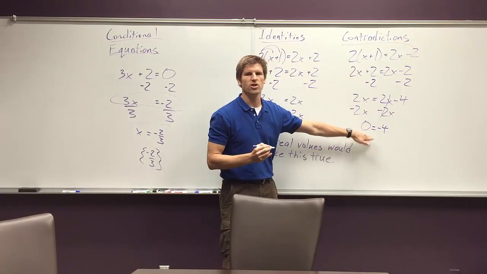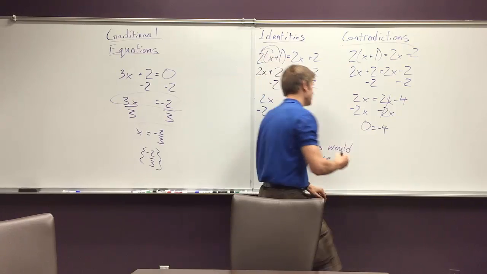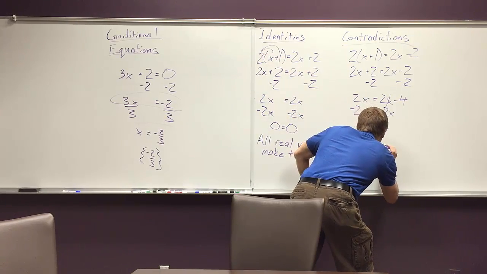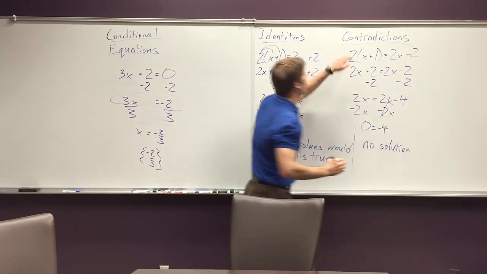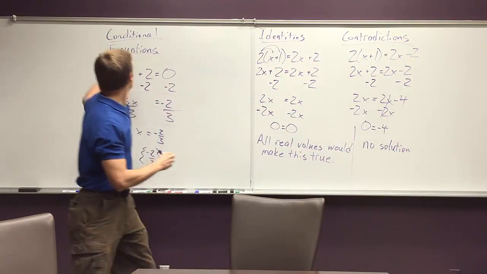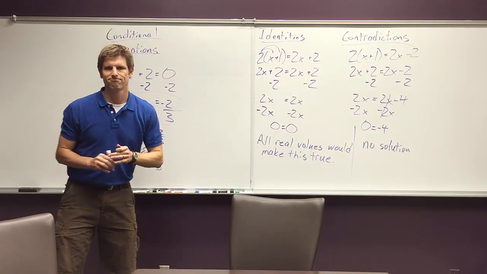So the question is, what value of x will make 0 equal to negative 4? And the answer is no solution. There is no value of x that will make this equation true. So, conditional equation, identity, contradiction.